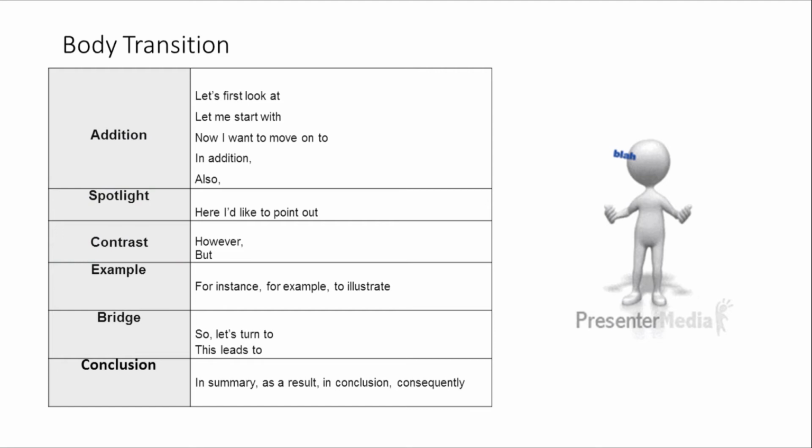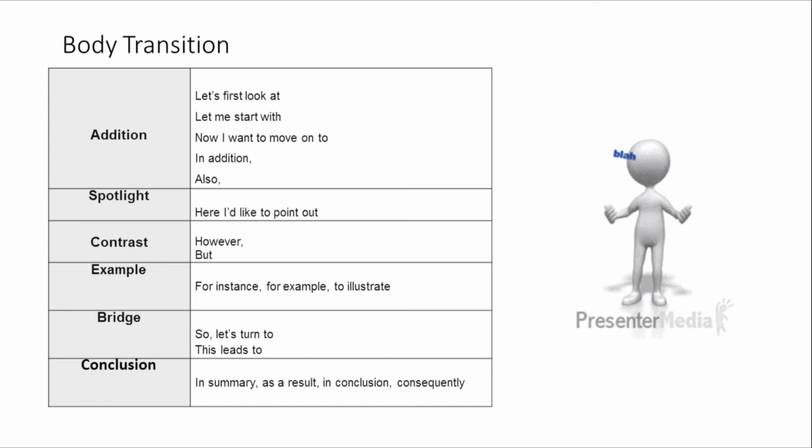After you announce the topic you are planning to talk about, you can use these transition words. For example, for addition, let's first look at. Let me start with. Now I want to move on to. In addition, also. If you want to highlight something during your talk, then you can say, here I'd like to point out, etc.